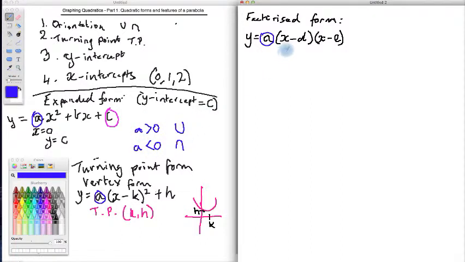Notice it's the only a if there's nothing in front of either of these x's here. There's nothing there. Okay, and the other thing that's useful is finding the x-intercepts. So we have x-intercepts at x equals d and x equals e. So this value and this value are our x-intercepts, and that just comes from the null factor law.